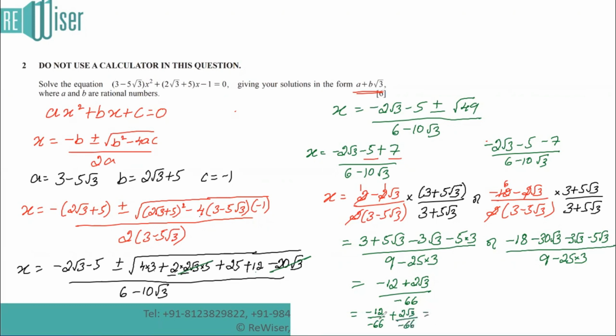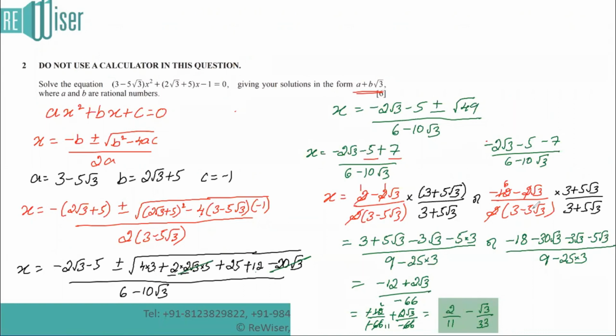And this is going to give us the result as follows. Minus and minus can get cancelled out. 6 2s are 12 and 6 11s are 66, so I'll be getting 2 over 11. Then minus, 2 1s are 2, 33s are 66, so minus root 3 over 33. So this is one possible answer, where the value of a has to be 2 over 11 and b has to be minus 1 over 33.